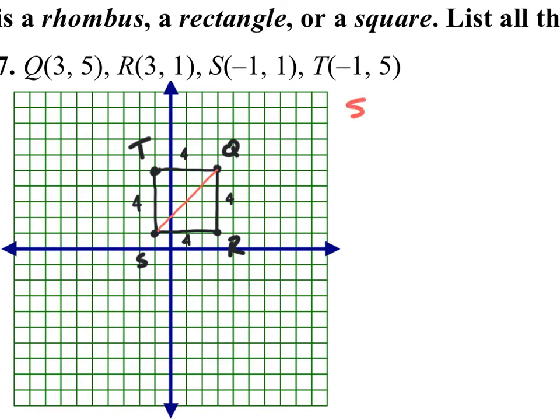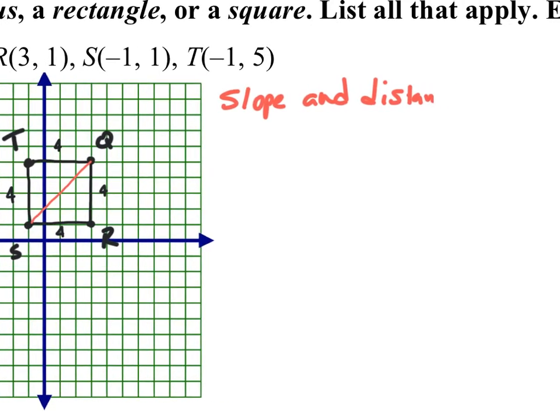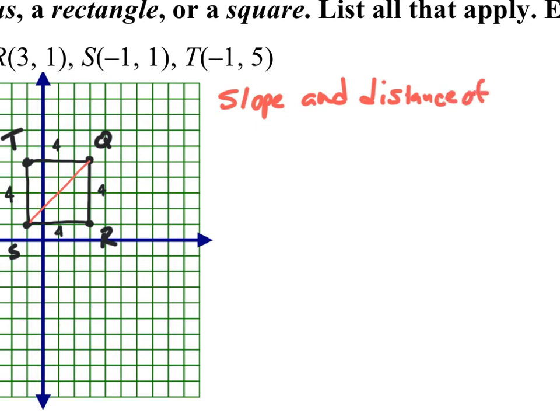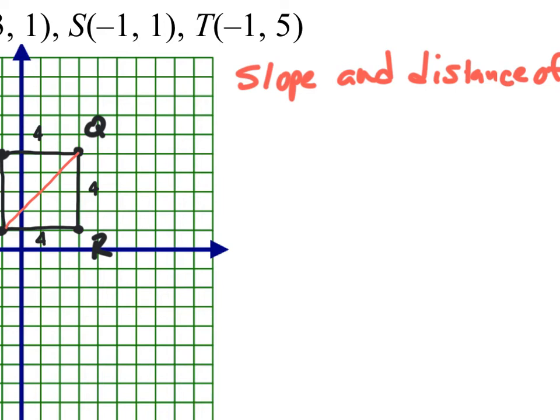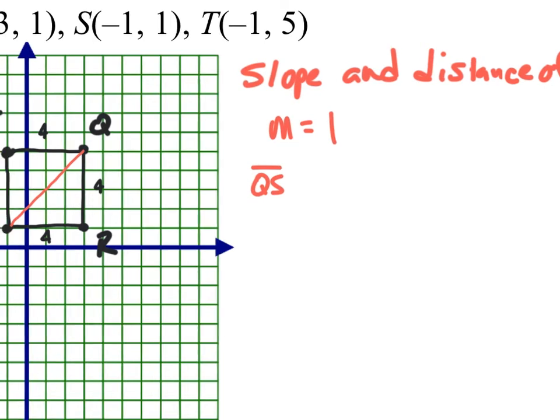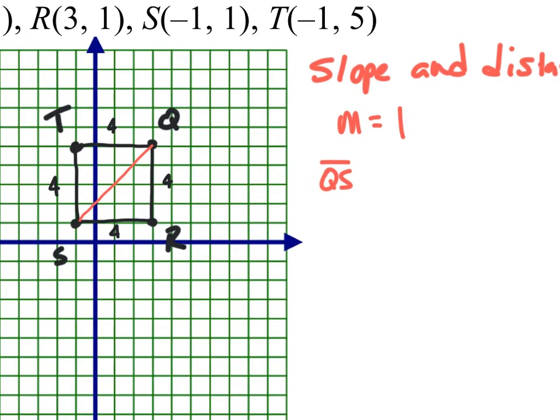I'm going to write this: I'm going to check the slope and distance of QS. So QS has a slope of positive 1, so the slope m is equal to 1. That's the first thing I'm looking at. I know it's a slope of 1 because if I go from one point to the next, I go up 4 over 4. I'm going in the positive direction, so 4 over 4 is just 1.